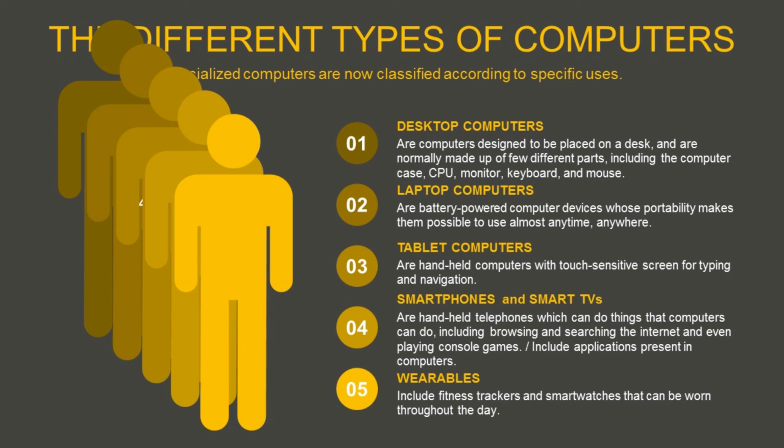So next one is the smartphones and smart TVs, di ba? So smartphones, okay? Our handheld telephones, which can do things that computers can do, including browsing and searching the internet and even playing console games. Di ba? Smartphones. Most of our phones nowadays we're using smartphones. That's why we could do online class or virtual class. You could also create a PowerPoint presentation using your smartphone. So daghan kaayo nimo mabuhat sa smartphone, no? So mas ideal and practical to buy a smartphone if you do online class.